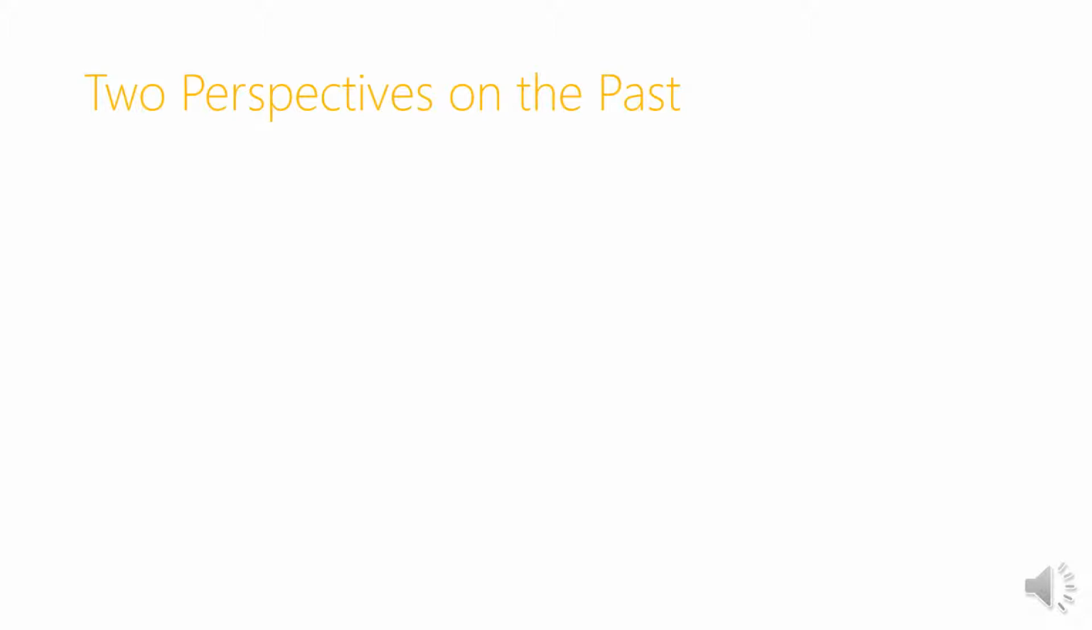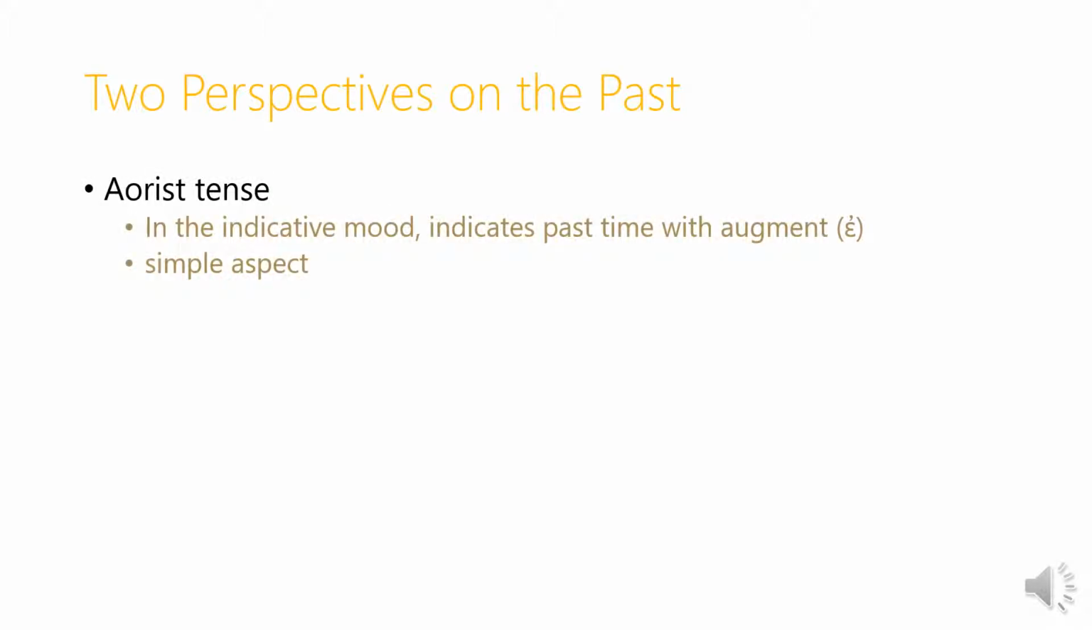There are two perspectives that we can take on the past in Greek, and so there are two different past tenses in Greek. The first we've looked at, the aorist tense, and at least in the indicative mood, it indicates past time in general, and so we have the augment at the beginning. But the aorist tense also has a simple aspect. In other words, the action is being viewed as a whole, and there's no particular emphasis on any one part of the action or any dimension of the action. It just happens.